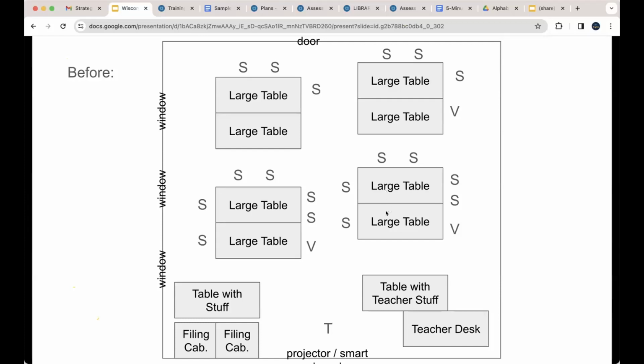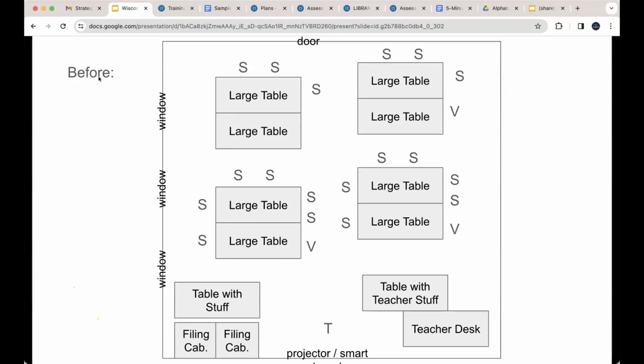Another thing that's challenging is we've got these two large tables pushed together. And so the volunteer is sitting with this group of students. But if this student needs a little bit of help, this table is so large that the volunteer can't just lean over and point at the worksheet or quickly help. So that's another little bit of a challenge in the room setup.